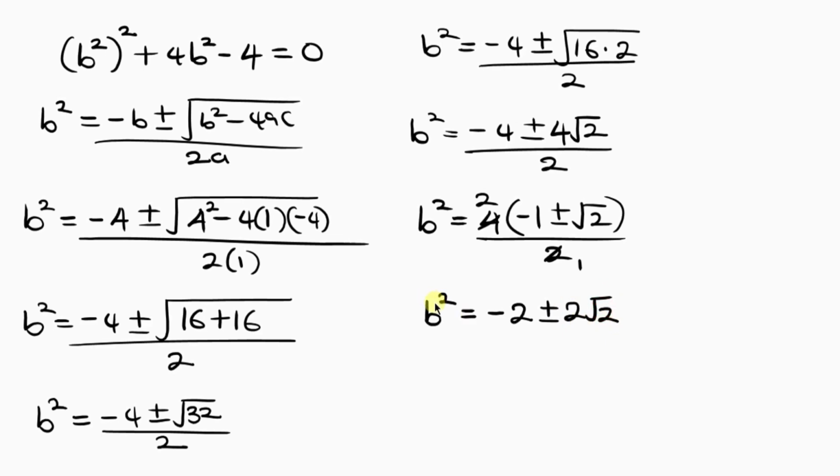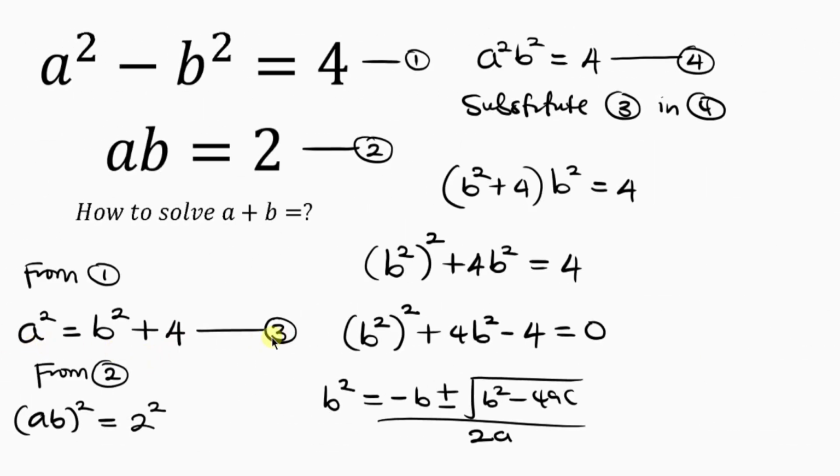Now remember that we said a squared is equal to b squared plus 4, right? Let me show you real quick. Here it is. That's our equation 3. a squared is equal to b squared plus 4.